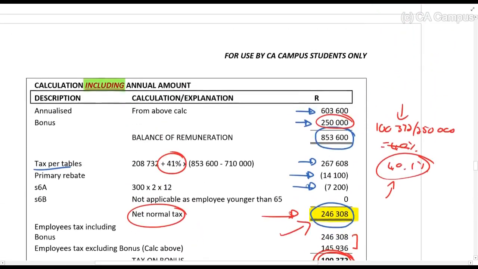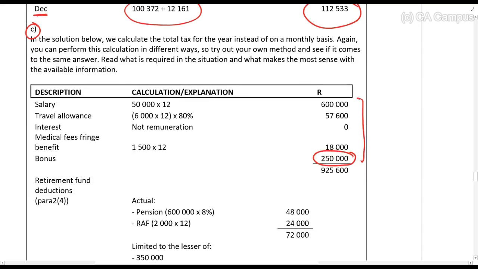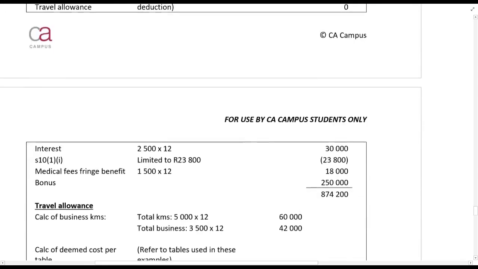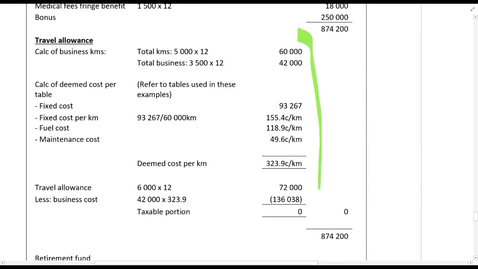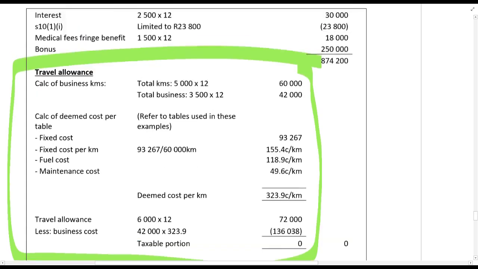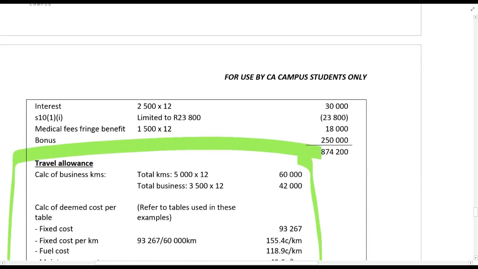Right, so what I want you to see, for example, I'm just showing you quickly. If I take you to example 2, part C, where we did that for the entire year. Look at our travel allowance. Alright? But when we look now at example 3, how do we do our travel allowance here? We do this whole big travel allowance story with the tax rate per table and so forth. Because that is how we do it for taxable income. For employees' tax, we just multiply it by 80%. What is also different in part A of question 3, our interest is included. Because now we don't just do remuneration.